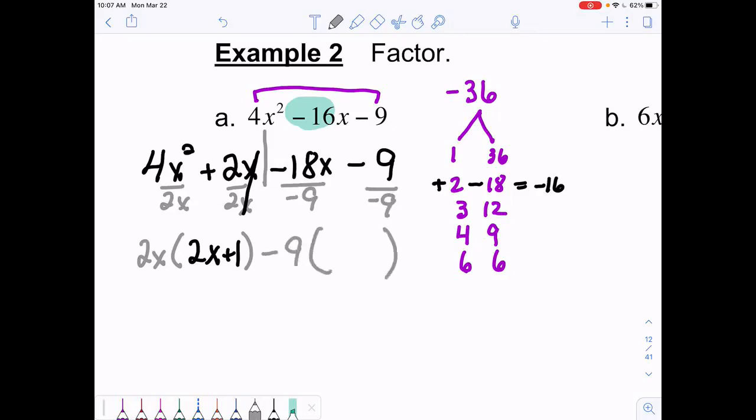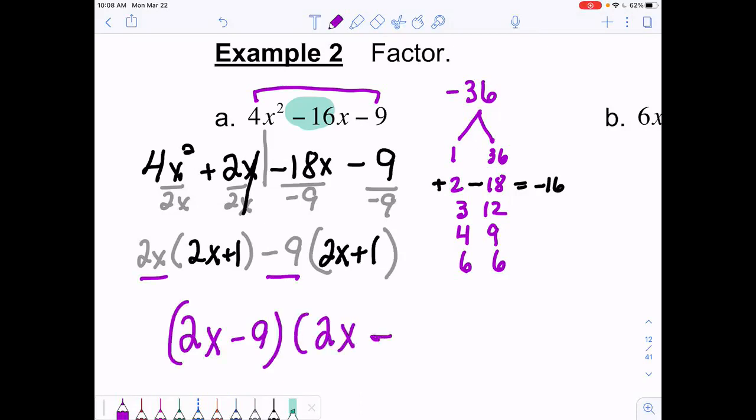And then Haley, what do you have inside? So -18 divided by -9 is +2. -9 divided by -9 is +1. And then pull them together. So 2x and -9. And then 2x plus 1. You can always do FOIL to help check your work. What do you think? Kind of different.